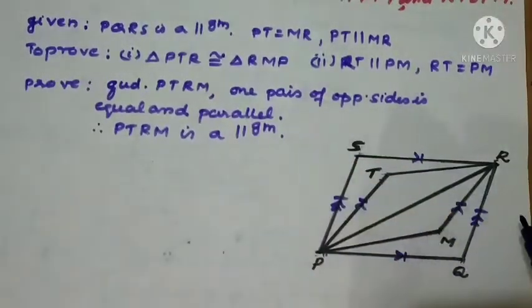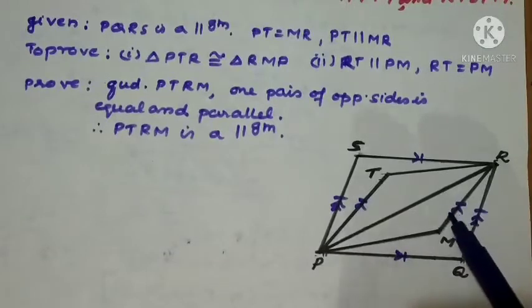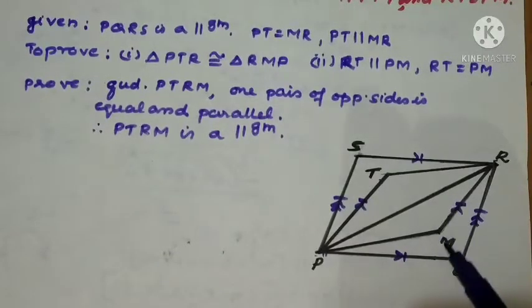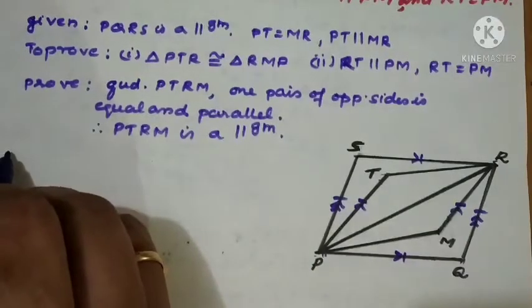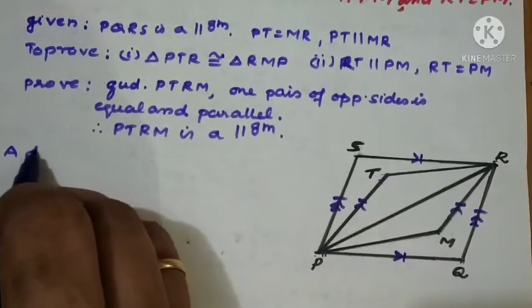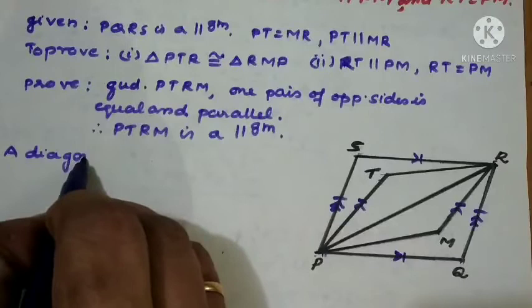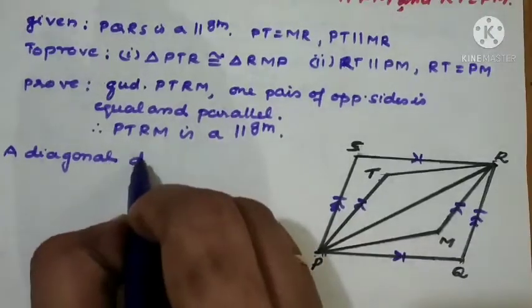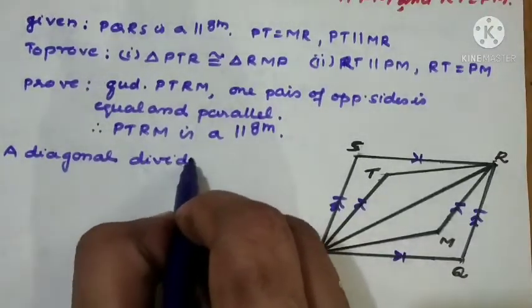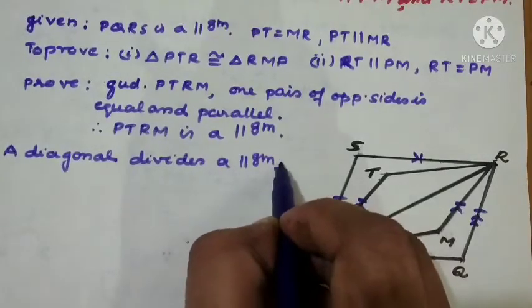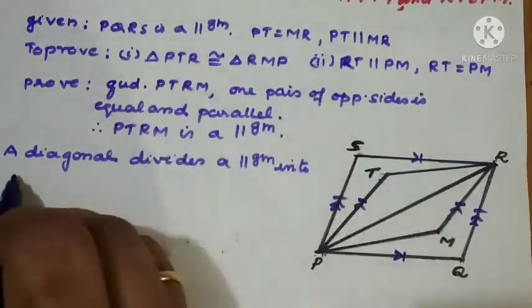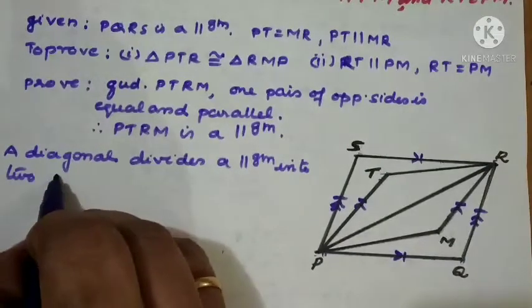Now PR is the diagonal there. PR divides the parallelogram into two congruent triangles only. A diagonal divides a parallelogram into two congruent triangles.